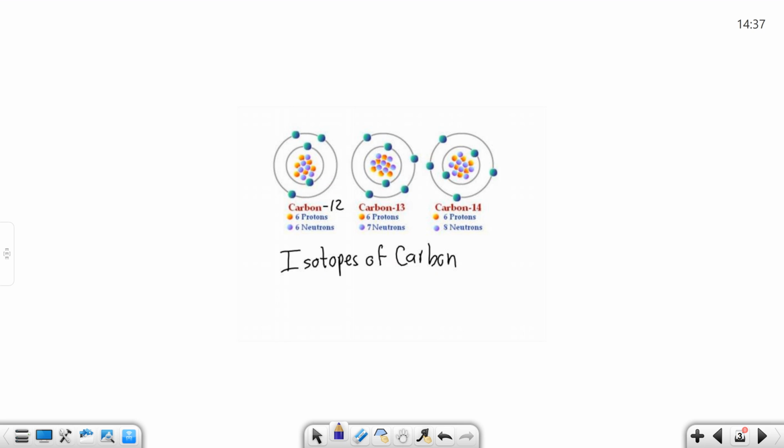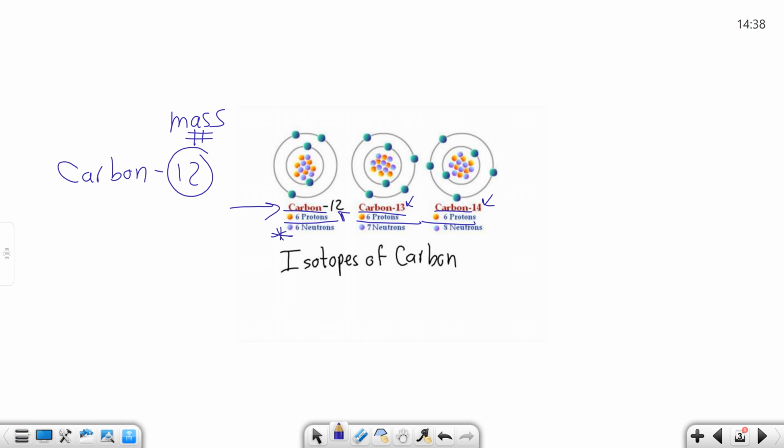I have examples of isotopes right here. We have carbon-12, carbon-13, carbon-14. Again, you can see the way I have it written, carbon-12. What does that mean? The 12 is the mass number. All of these are carbon, but they have different mass numbers. So what's the difference? Not the protons. The protons are all the same because otherwise the element would not be the same. Carbon has 6 protons regardless of how it's organized. But the number of neutrons is what's different.